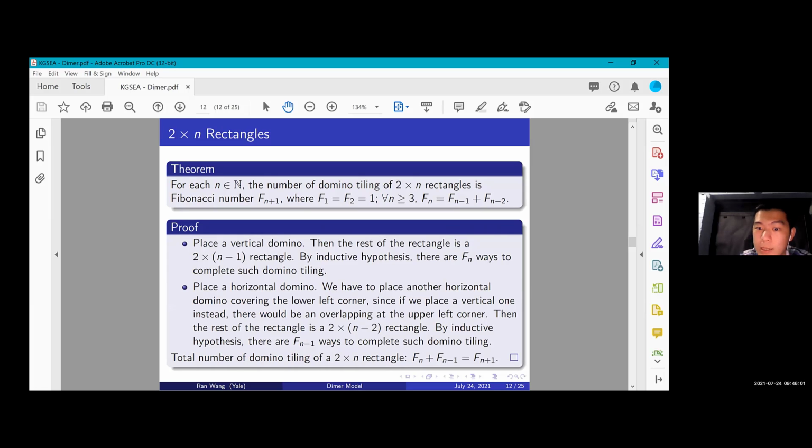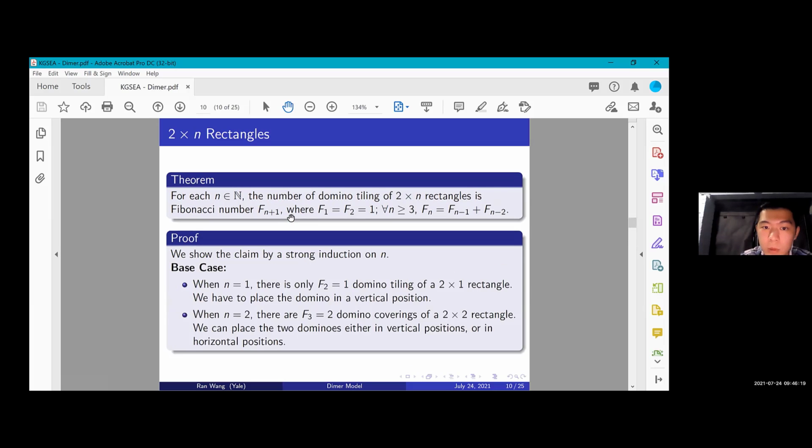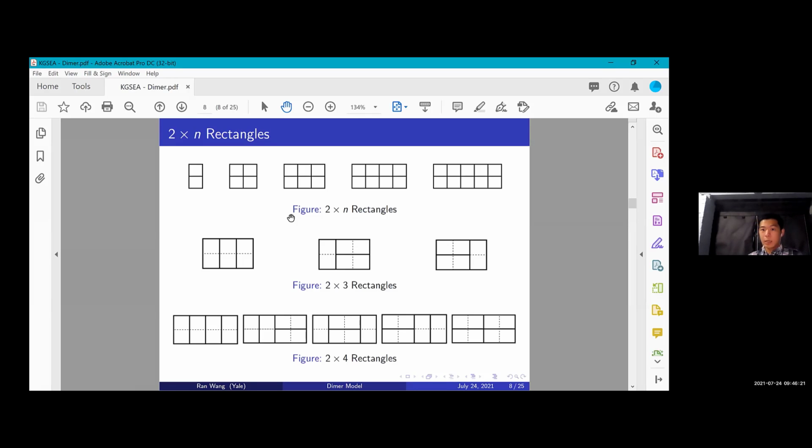Okay, so here for this part we have f n-1 ways. And then we add these two together. So the total number of ways of tiling the 2 times n rectangle is just f n plus 1, which is what we want in the statement. Going through it, we can also use the example here.